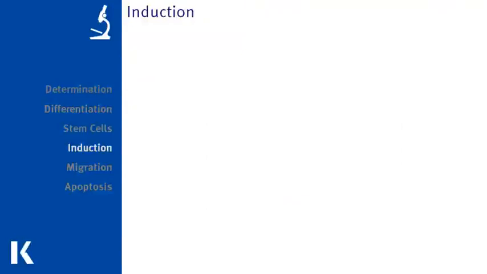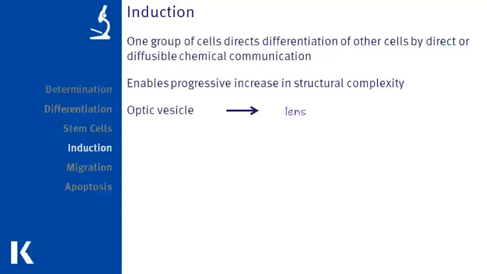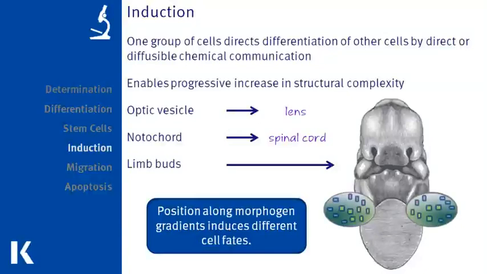Induction is communication between cells that are close to each other. These cells talk to each other via chemicals, and the chemicals can tell a cell to begin differentiating. These chemicals are called morphogens. This induction allows more complex structures to develop, like the optic nerve. Some developmental results of induction are the optic vesicle developing into the lens, the notochord developing into the spinal cord, and limb buds developing into whole arms. Different distributions of morphogens, which are those inducing chemicals, can cause different cells to differentiate, as illustrated in the figure to the right.